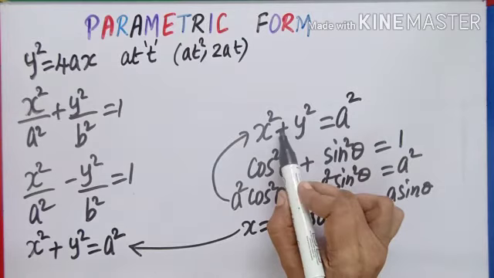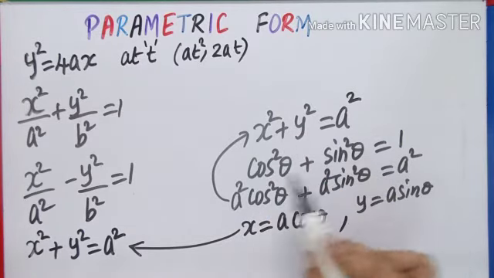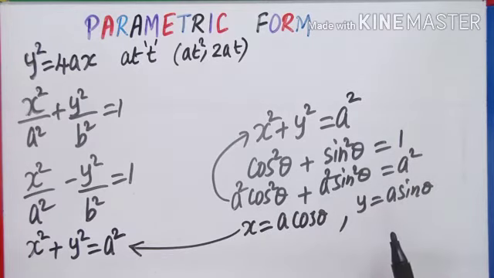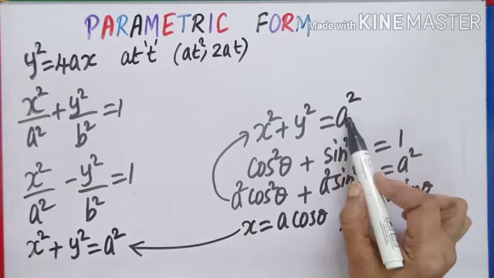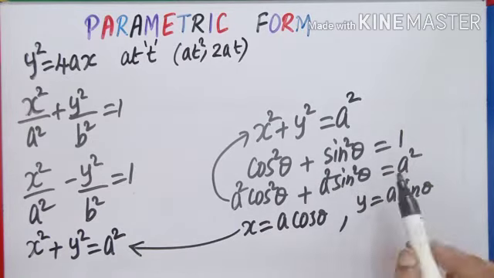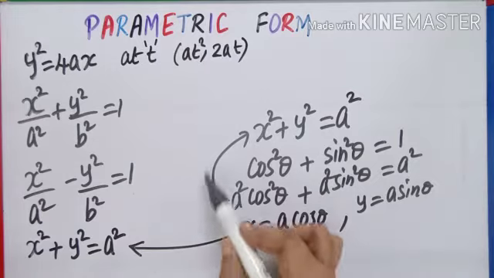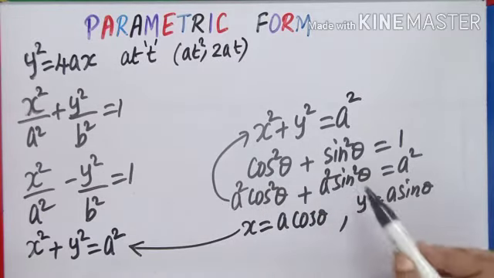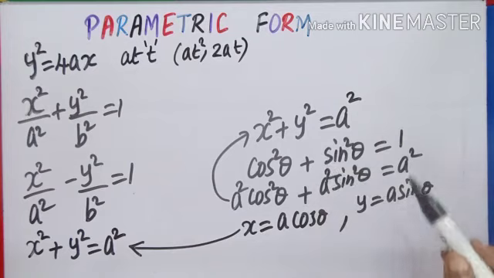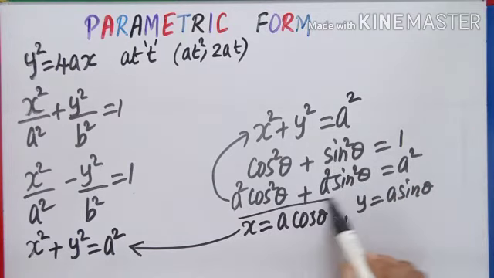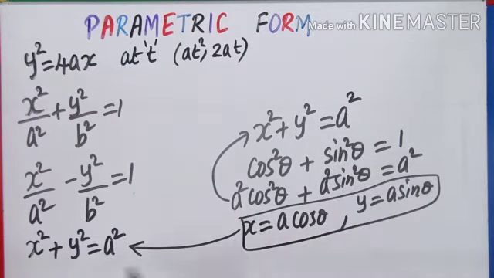So whenever I have plus and squares, let me remember this trigonometric identity. cos square theta plus sin square theta is equal to 1. Since I need a square on the right, multiply the equation fully throughout by a square. And I compared: x is a cos theta, y is a sin theta, which gives rise to the equation. This we call parametric equations for a circle. Suppose I want the point form, I will write a cos theta, comma, a sin theta.